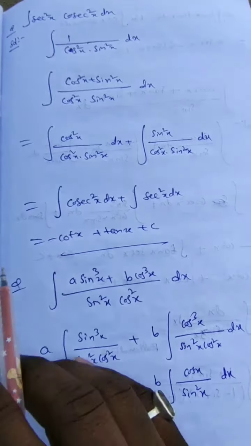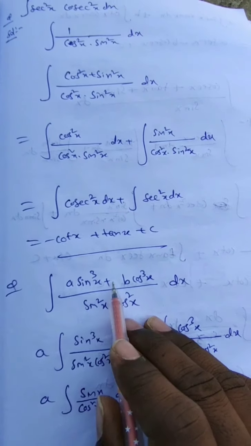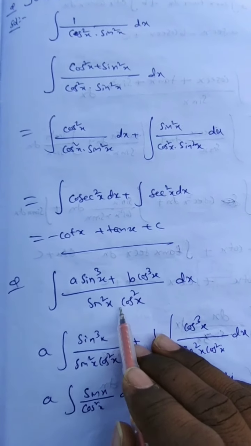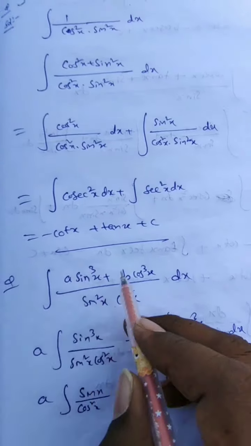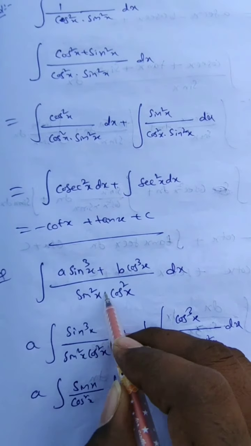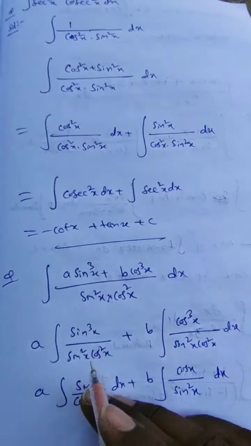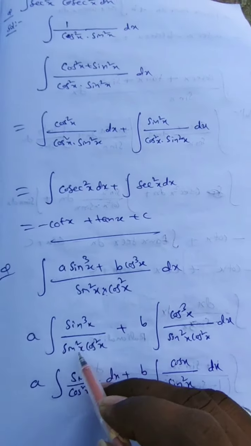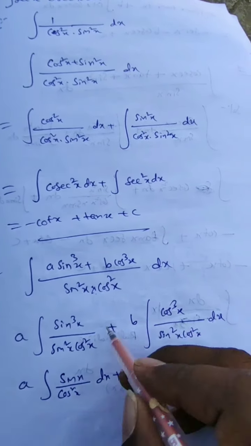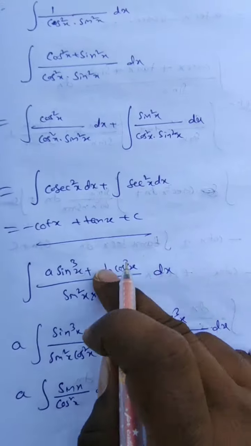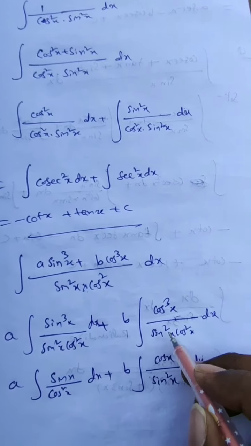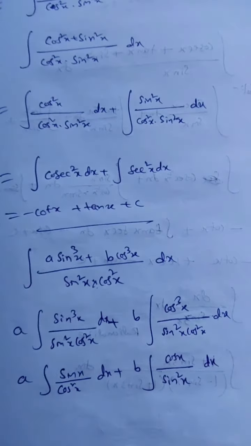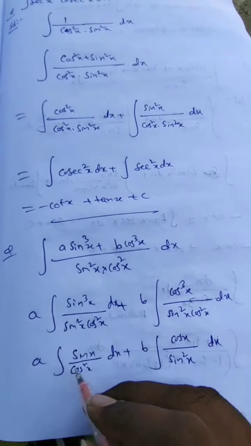Now let us go for another question. Integration of (a sin³x + b cos³x) upon sin²x cos²x dx. So the idea is, you can separate this: a sin³x upon sin²x cos²x dx plus b cos³x upon sin²x cos²x dx. Okay, let us see now what happened here.